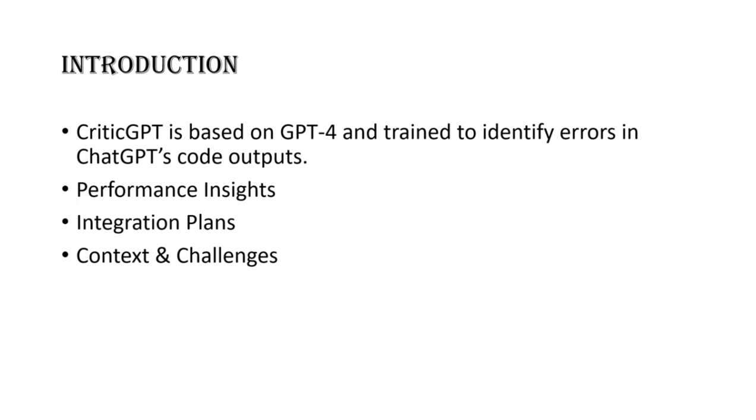CriticGPT is basically based on GPT-4 and trained to identify errors in ChatGPT code outputs. That is, we trained a model based on GPT-4 called CriticGPT to catch errors in ChatGPT's code output. We found that when people get help from CriticGPT to review ChatGPT code, they outperform those without help 60% of the time. We are beginning work to integrate CriticGPT-like models into our RLHF labeling pipeline, providing our trainers with explicit AI assistance.